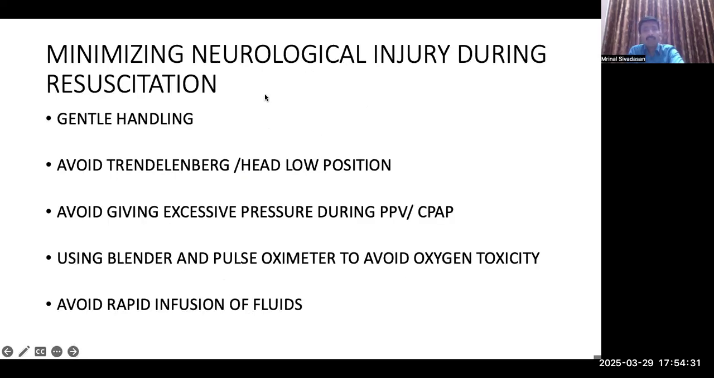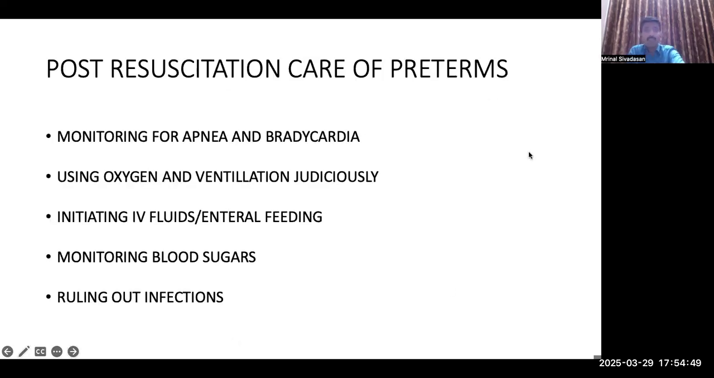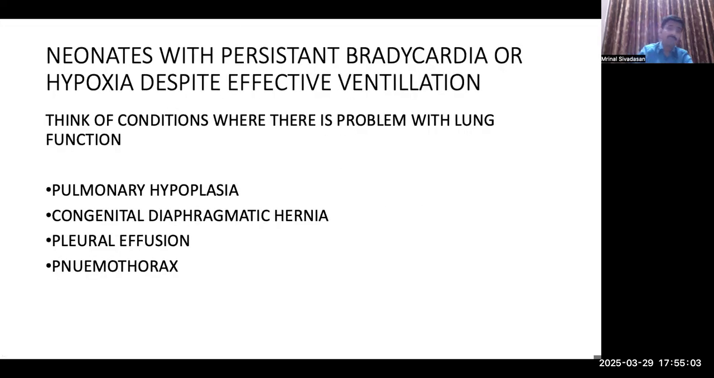Now, neuronal injury in preterm babies can be minimized by gentle handling, avoiding head-low position, avoiding excessive pressure while giving positive pressure ventilation or CPAP, then using a blender and pulse oximeter to avoid oxygen toxicity, and avoiding rapid infusion of fluids. Post-resuscitation care for preterms is by monitoring for apnea and bradycardia, using oxygen and ventilation judiciously, initiating IV fluid or enteral feeding, monitoring the blood sugar, and ruling out and preventing infections.